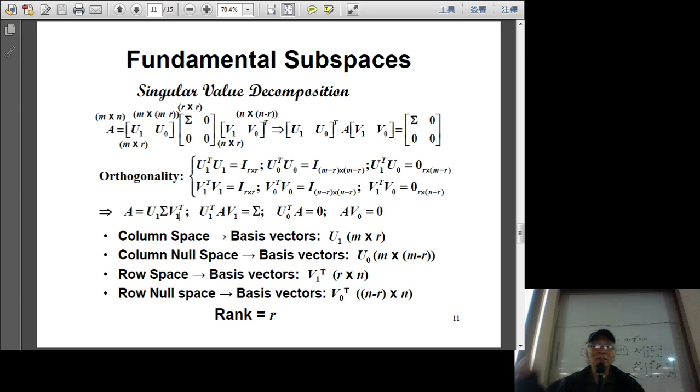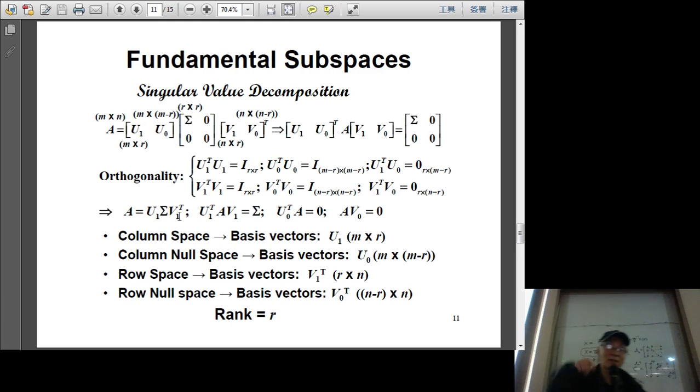Alright? For A, I already showed you, any matrix has a column space. That matrix also has a row space, right? Those two spaces: the column space is created by U1, and the row space is created by V1 transpose. Just for example. And the null space of A is created by either U0 or V0, depending on whether you are looking at the column null space or the row null space.